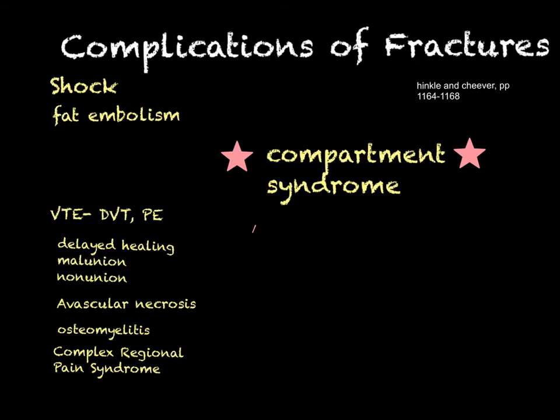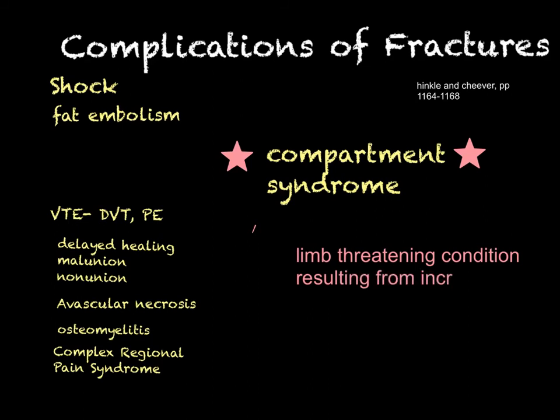That can be an external cause of compartment syndrome, or it can happen from internal causes, from swelling within that muscle compartment. And that fascia doesn't expand to allow for the swelling. So what happens is you cut off the circulation to the muscle compartment and you have necrosis and you have nerve damage, and that can become permanent. This is a limb-threatening condition, resulting from increased pressure in a muscle compartment. And it can be, like I said, either internal or external.